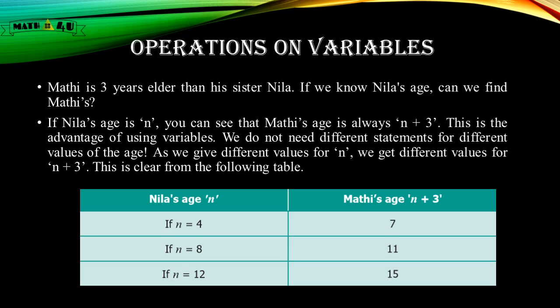Nila's age is n, Madhi's age is n plus 3. If Nila's age is equal to 4, Madhi's age will be equal to 4 plus 3, that is equal to 7. If n is equal to 8, 8 plus 3 will be equal to 11. If n is equal to 12, n plus 3, that is 12 plus 3, will be equal to 15.